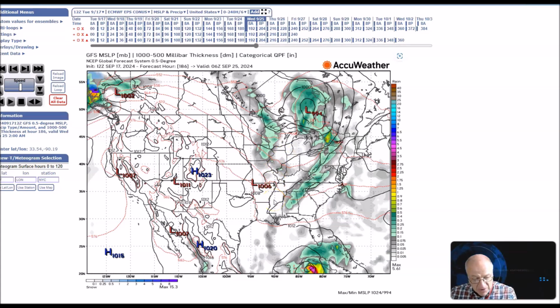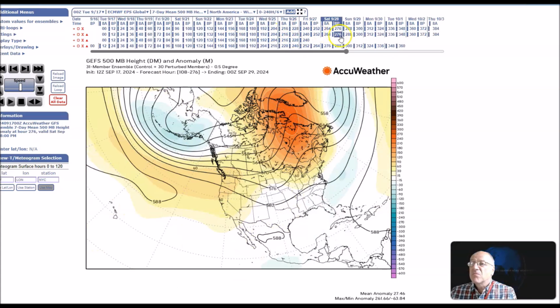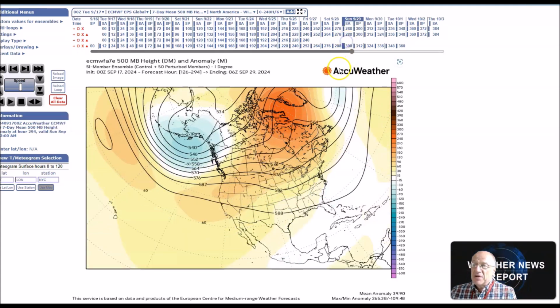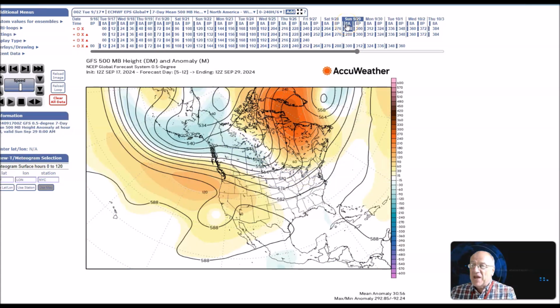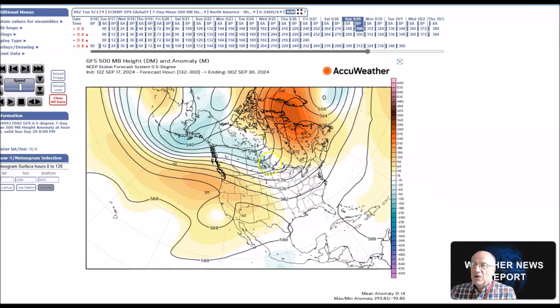Okay, we're going to look at the period for September 25th to 29th. And now here our ridge building in there. Here's our trough, and we look at the rest of the models, kind of more zonal with above normal heights. So the GFS brings a trough into the east. We'll look at the GFS. You see our trough right here as it comes into the east.